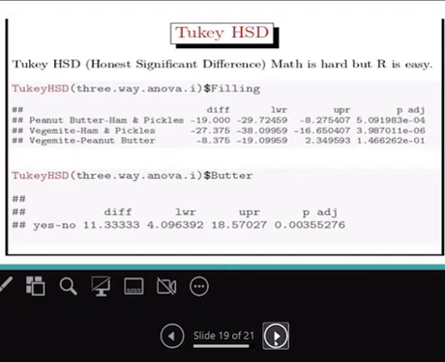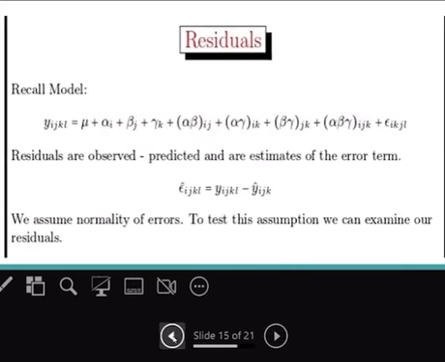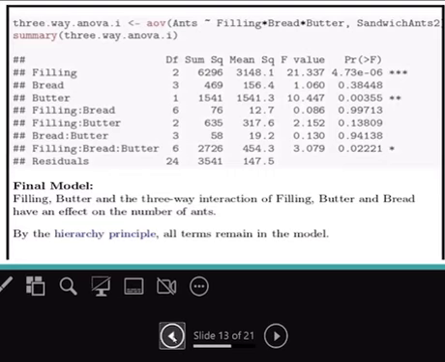So take a look at this. Why am I conducting this in the three-way ANOVA? Because when I conducted the three-way ANOVA, the table here showed filling was significant. There are three levels of them. We need to conduct a comparison test to know where the difference lies. We also need to do that for butter.